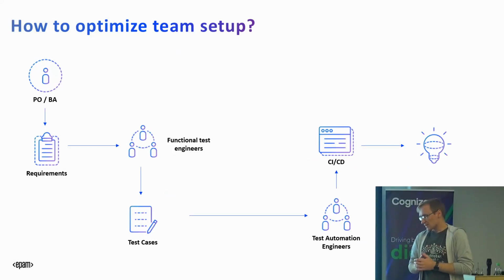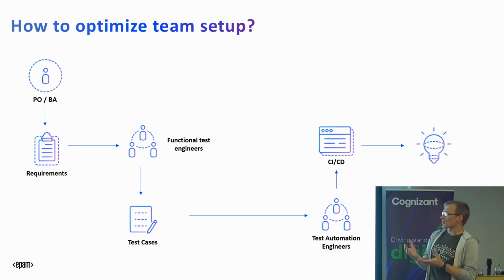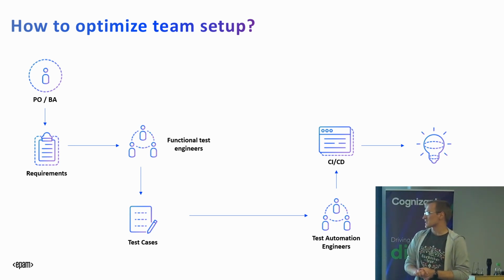So how does it help to optimize the team? In our usual projects, our product owner or business analyst provides a set of requirements. These requirements are analyzed by our functional test engineers. They create test cases, then these test cases are transferred to our team of test automation engineers, then they implement them, and finally we have the tests embedded into our CI/CD.